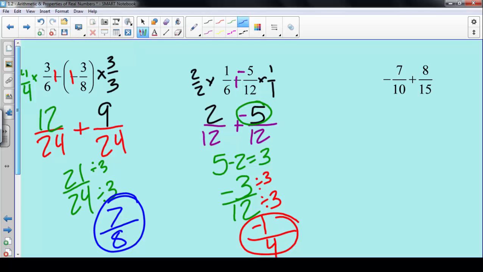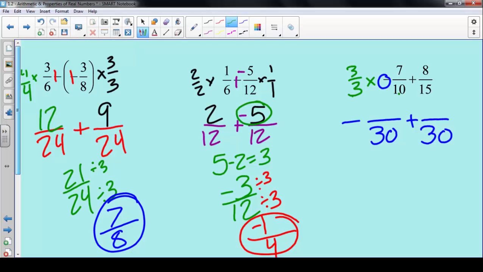This last one over here, common denominator is 30. We see this first one is negative, so let's include that. We had to multiply this first fraction by 3 to get from 10 to 30, so we got to do it to the 7 also. And the second one, we multiplied 15 by 2, so we got to do that to the 8.